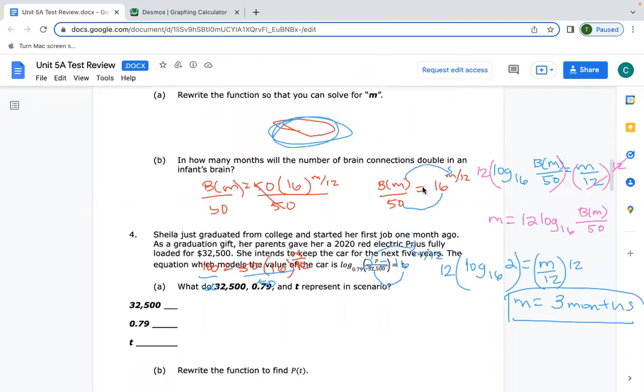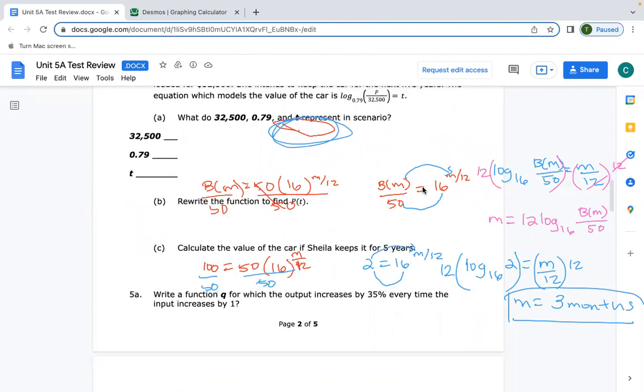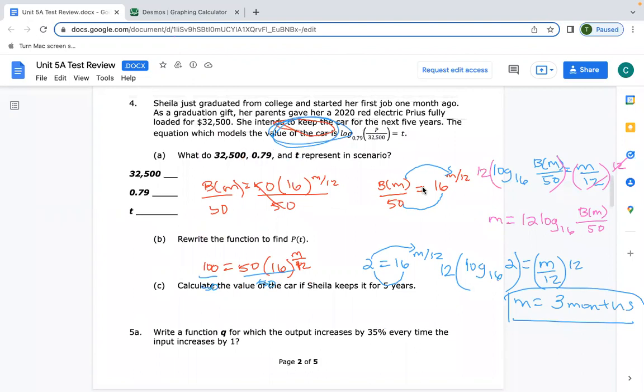I'm gonna go ahead and scroll down. I know some of y'all are still writing. All right, so it says Sheila just graduated from college and started her first job 1 month ago. As a graduation gift, her parents gave her a 2020 red electric Prius, fully loaded, for $32,500. She intends to keep the car for the next 5 years. The equation which models this value of the car is right there. So what does 32,500, 0.79, and t represent in this scenario?